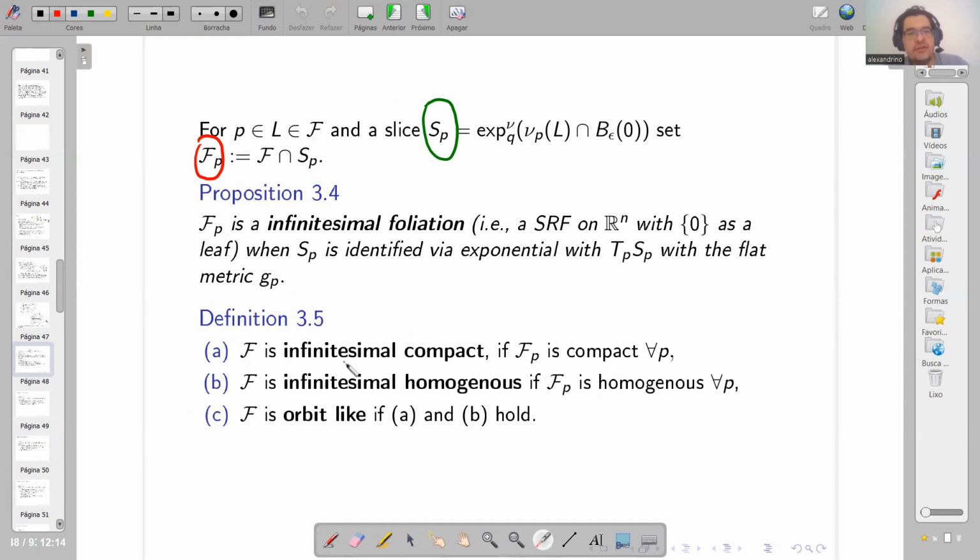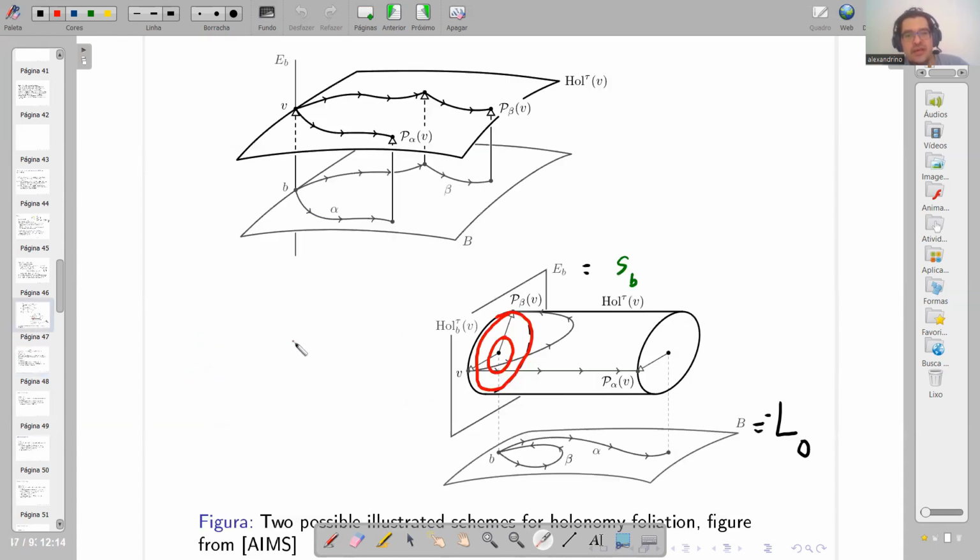We say that a foliation is infinitesimal compact if this infinitesimal foliation is compact. We say that the foliation is infinitesimal homogeneous if this infinitesimal foliation is homogeneous. Okay, that was a little redundant. And F is opt-like if A and B are fulfilled. And this is again the example here, the infinitesimal foliation is homogeneous. And in some classical cases, we know that the holonomy is in fact compact.